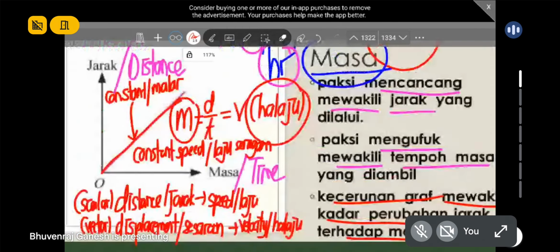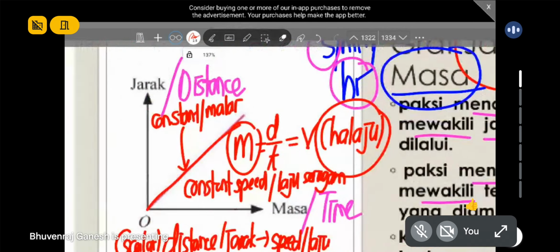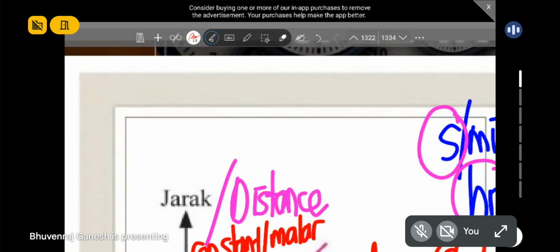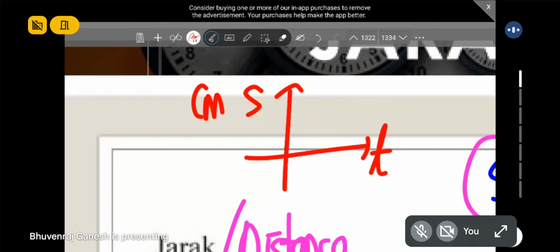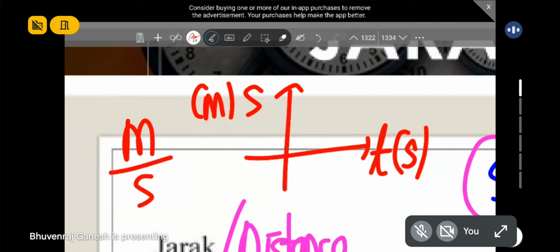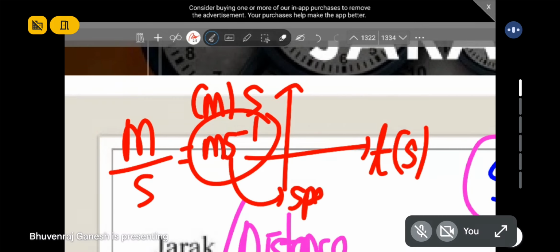So far, all of you understand? Semua faham tentang graph ni? Clear? Alright. So when you got a graph of distance and time, this one is meter, this one is second. Meter and second. So meter bahagi second, you get meter per second. So that's why the gradient represents the speed or velocity.